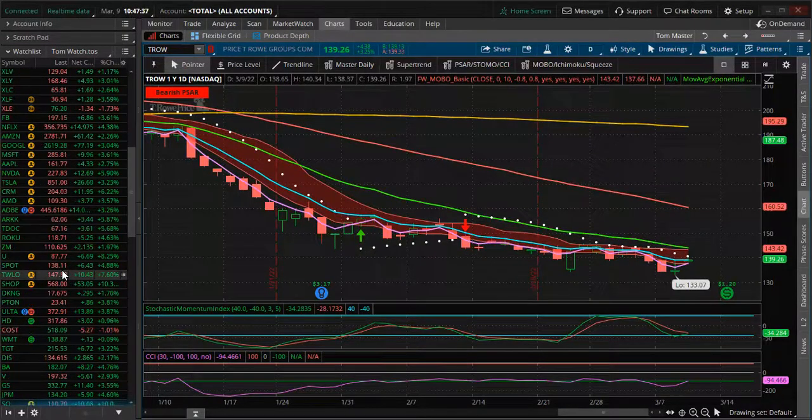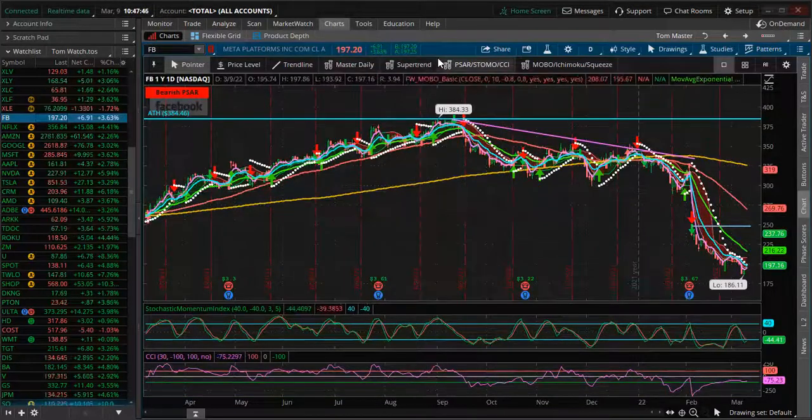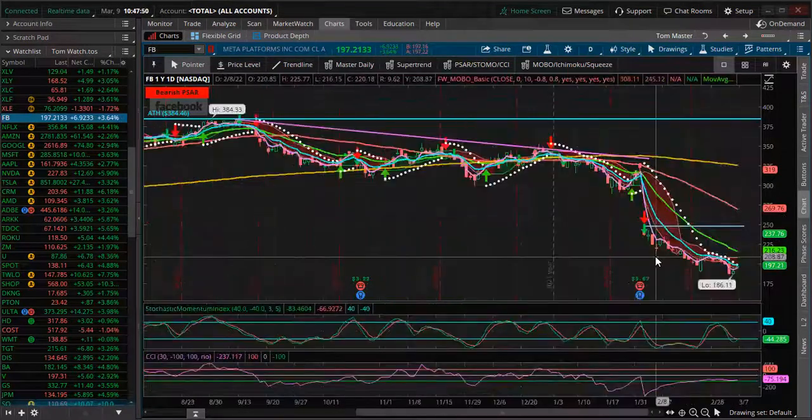So if there's some stocks you guys want to take a look at, we've got about 10 minutes or so left. We could take a look at anything that you want. If not, I'll run through a few things here.